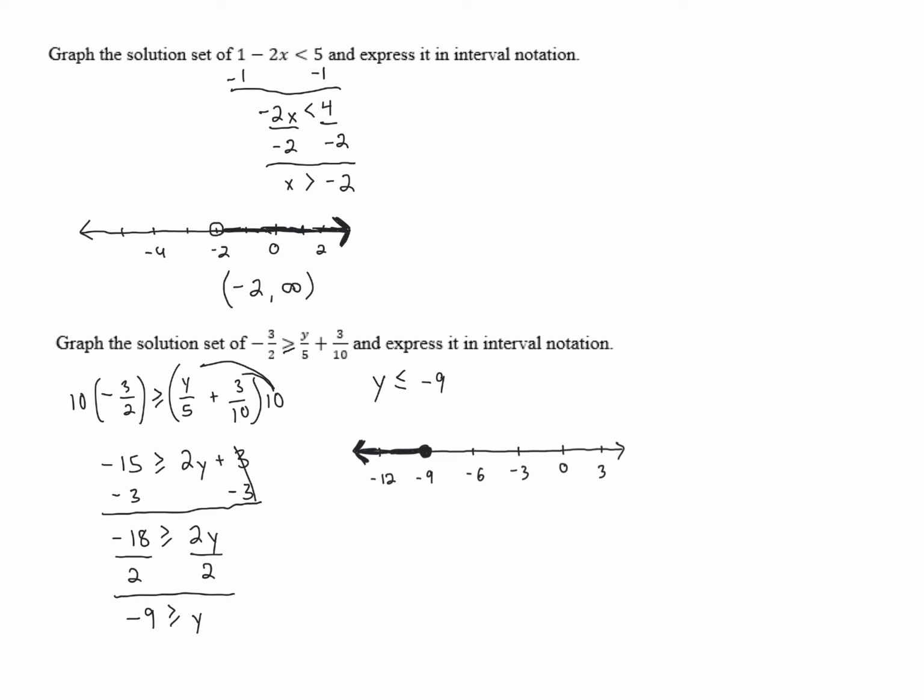Since our shaded region goes all the way to the left towards negative infinity, and on the right it stops at negative 9, we'll have negative infinity comma negative 9. We'll have a parenthesis on the negative infinity like usual, and then for the negative 9, we'll use a bracket because it was allowed to be equal to negative 9, and so we use a bracket to denote that.